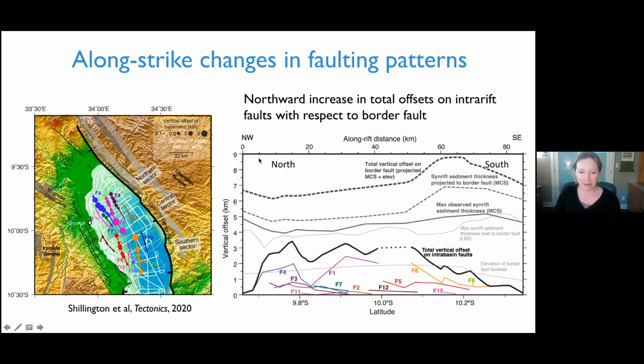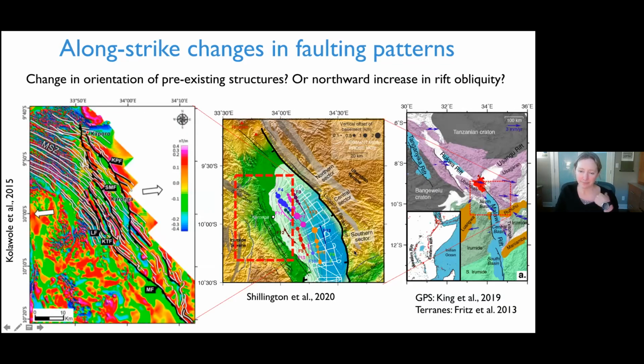And so now what I'm showing you, on the right panel, is a look along the rift, comparing the vertical offset on the border fault, which is this dark dashed line here, with the cumulative extension happening on the intra-rift faults. The individual ones are in colors, but if we sum them all up, that's this dark black line. And we can see, pretty interestingly, that in the south a larger proportion of extension is happening on the border fault, whereas in the north more of it is happening on these intra-rift faults. And there are a couple of possible explanations for that.